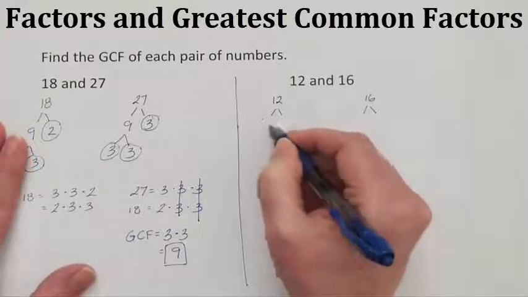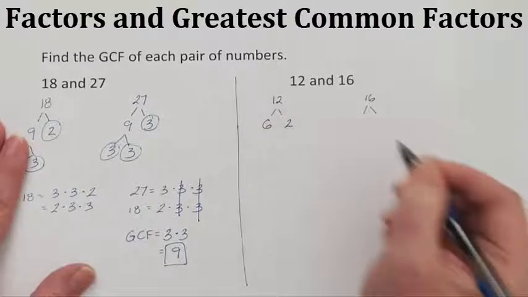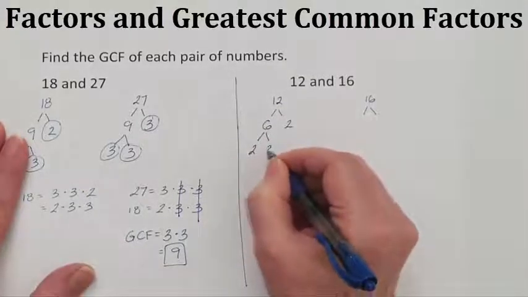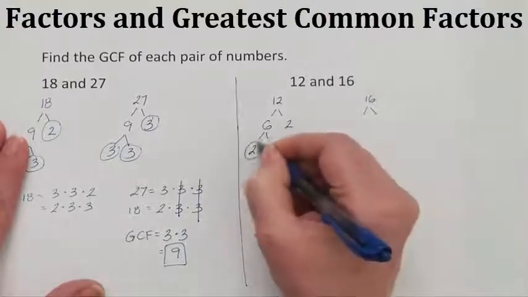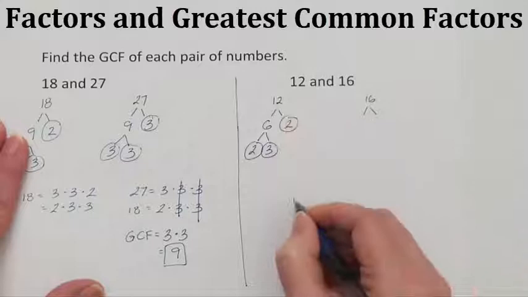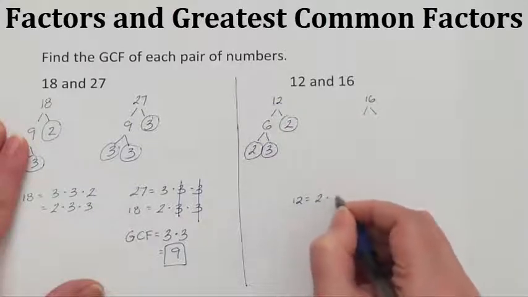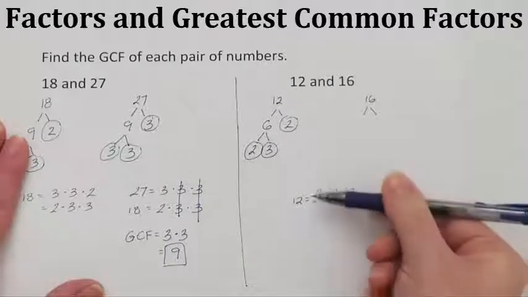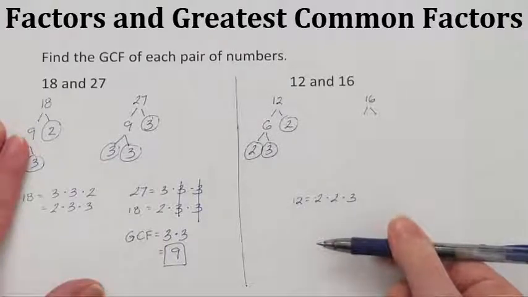What two numbers multiply together to give me 12? I know 6 and 2 multiply to give me 12. 6 is not prime. 6 can be broken up into 2 times 3. 2 is prime, 3 is prime, and 2 is prime. So I'm done with 12. The prime factorization for 12 is 2 times 2 times 3. Now knowing in advance, I like them written up and down, one on top of one another, vertically.